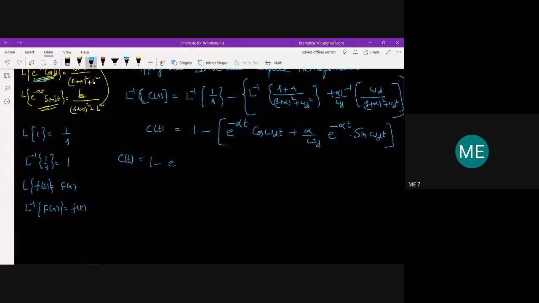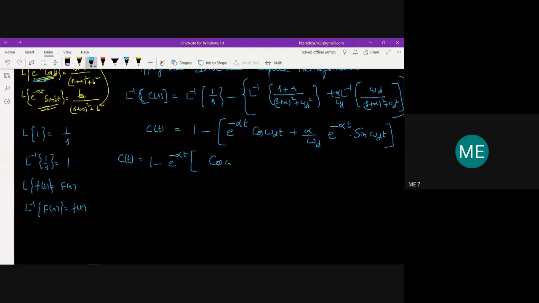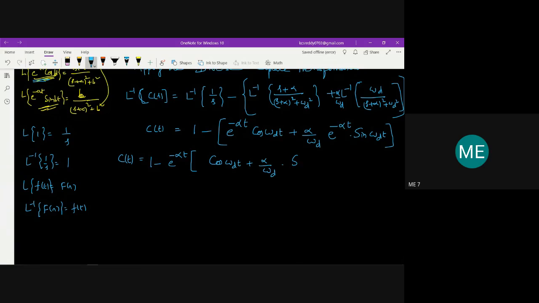1 minus e power minus alpha t, cos omega d t plus alpha by omega d into sine omega d t. Now if you look at the above equation, we substitute the alpha value and zeta, omega d value.